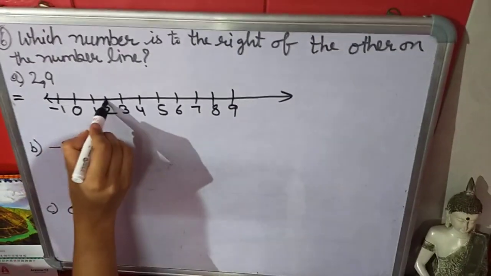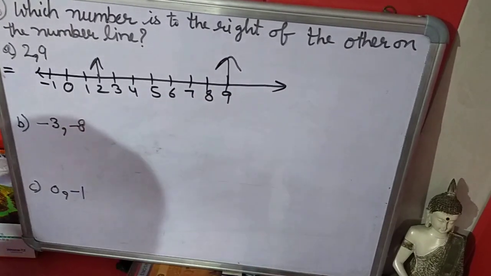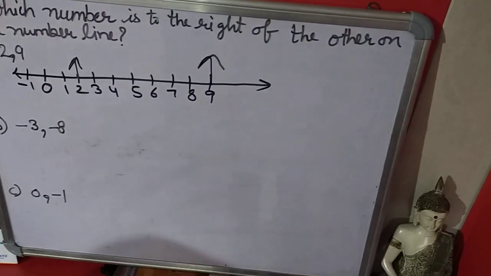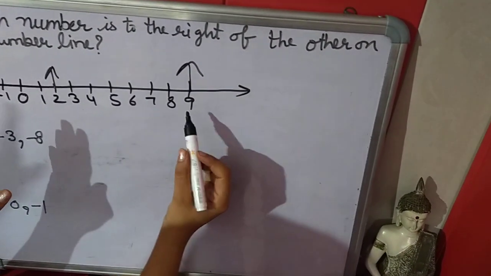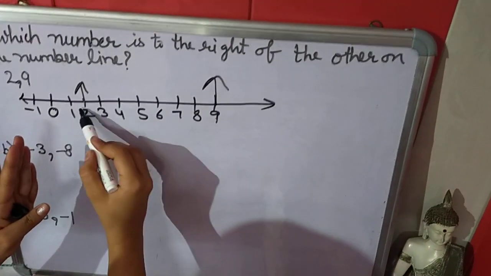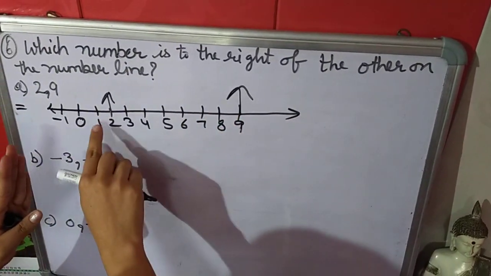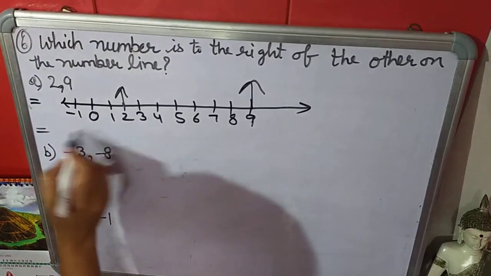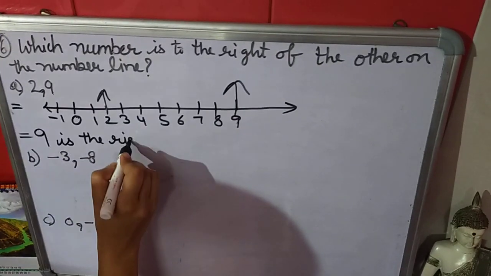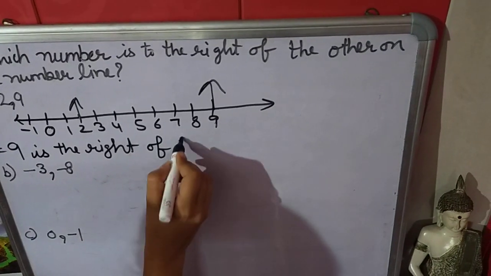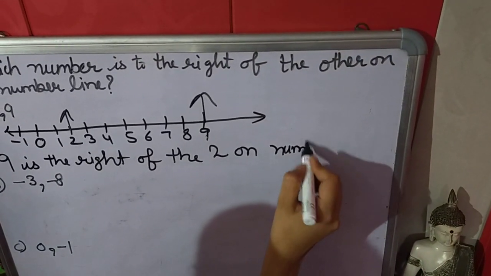Now we will represent these integers on this number line. First is 2. 2 is here. Next is 9. 9 is here. Now we will check which number is the right of the other on the number line. Right side is this and left side is this. Now check it. 9 is the right side of 2. So we will write 9 is the right of the 2 on number line.